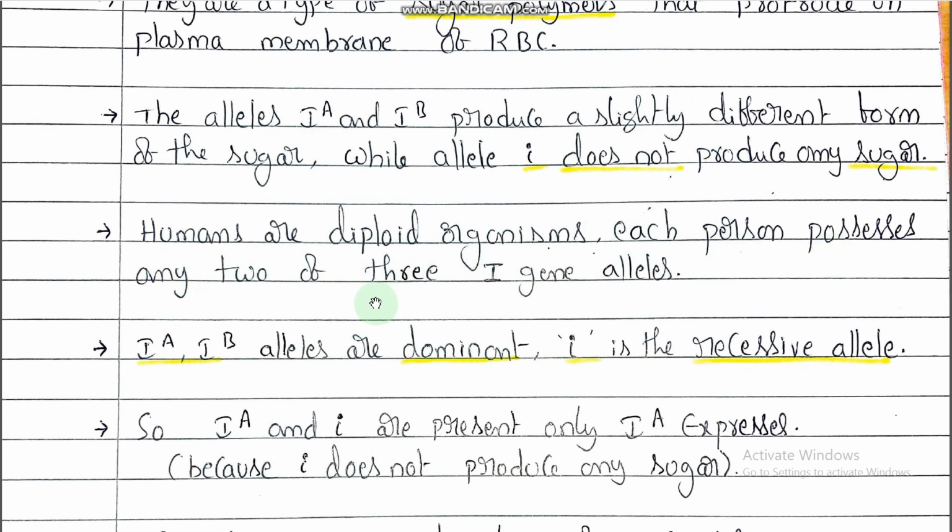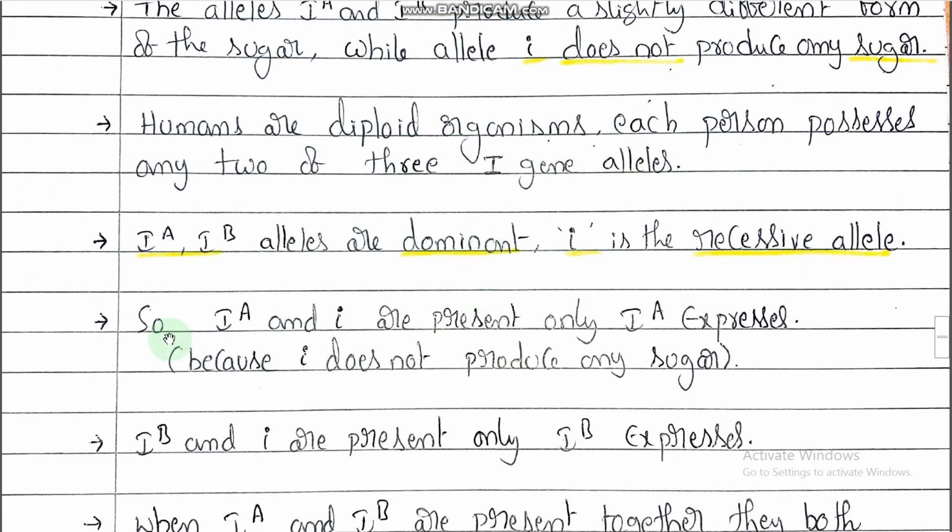Each person possesses any two of these three gene alleles. That is the concept here. Humans are diploid organisms. Any two alleles only are present in the human body, because humans are diploid, not triploid. If three alleles were present, that would be abnormal, a 3n stage. So humans are not 3n. Humans are only 2n, diploid organisms, right?